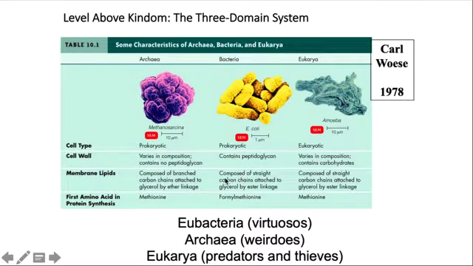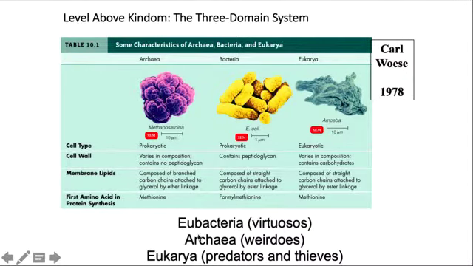Bacteria have straight carbon chains that are attached to glycerol. And eukarya also have straight carbon chains that are attached to glycerol. And then for the first amino acid that is synthesized during protein synthesis, archaea have methionine, eukarya also have methionine, but bacteria have formyl methionine, a variation of methionine.